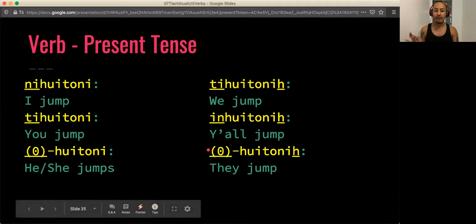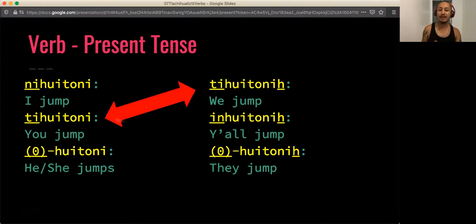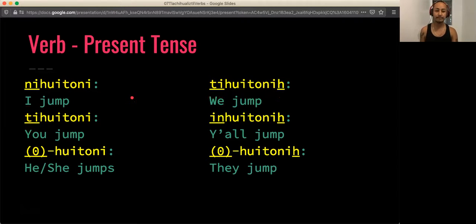Okay, so I wanted to point out, just like I've been pointing out, that notice that you jump is tihuitoni and we jump is tihuitoni. So we use the exact same prefix, the ti. But the thing that distinguishes it when you're adding it to a verb is this H at the end. So this H at the end is very important. You must write it in because it changes the meaning. With the H, it means we jump. Without the H, it means you jump. So that H does matter. So be aware of that.